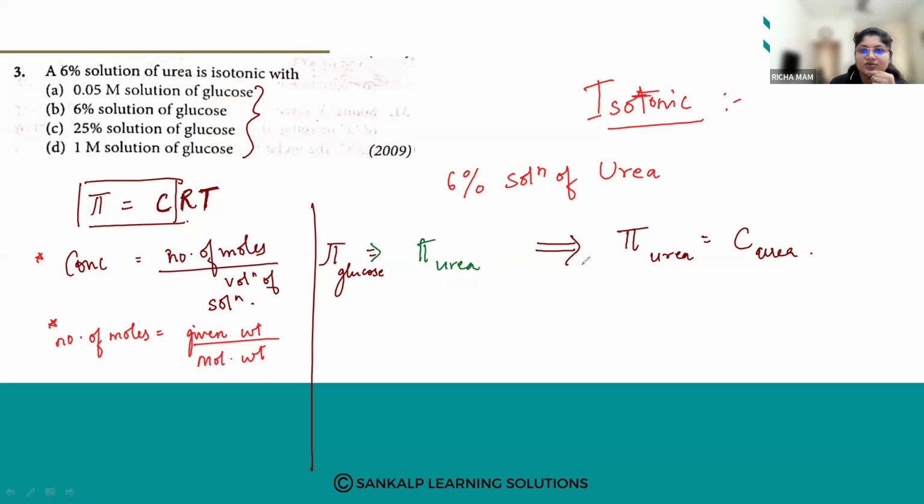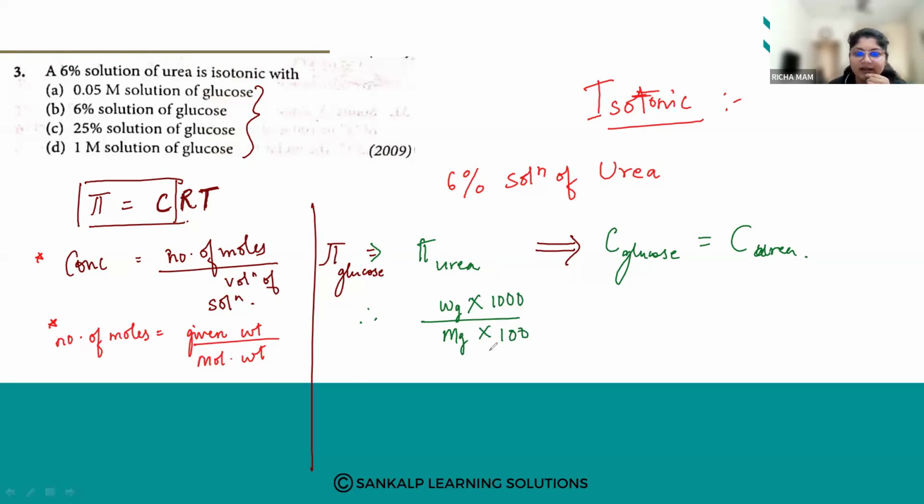We can write it like this also: the concentration of glucose is equal to the concentration of urea. Now let us put the concentration terms. Given weight w upon the molecular weight, multiplied by 1000 and divided by 100, which is equal to the same for urea. This is for glucose; for urea, w into 1000 divided by molecular weight of urea into 100.